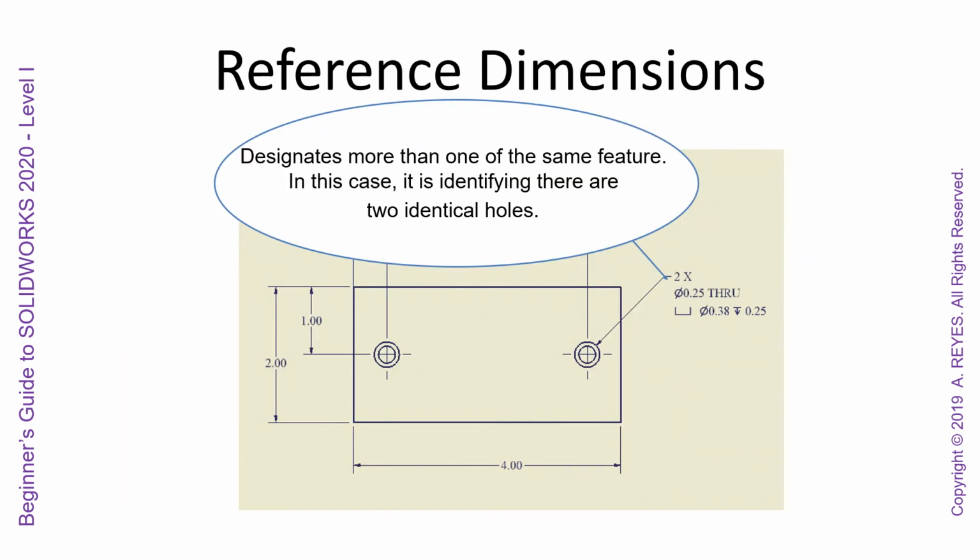Reference dimensions designate more than one of the same feature. In this case, it is identifying there are 2 identical holes. So you can see this says 2 times diameter of 0.25 through, and they give their countersink measurements there. So just diameter of 0.38 for a depth of 0.25.